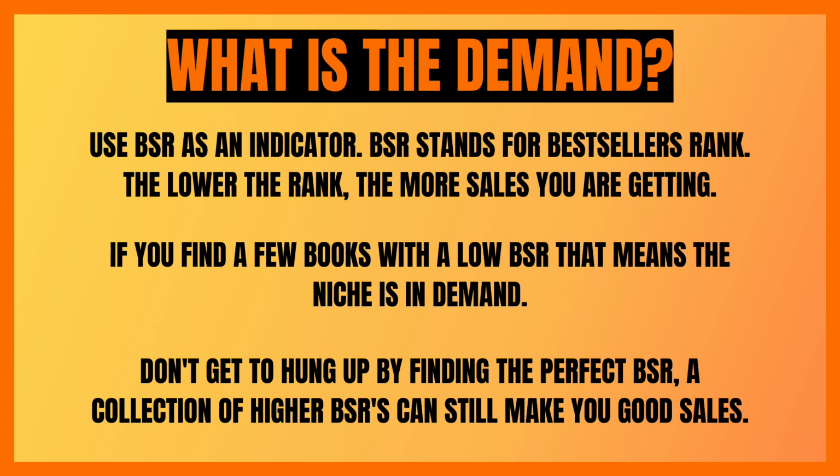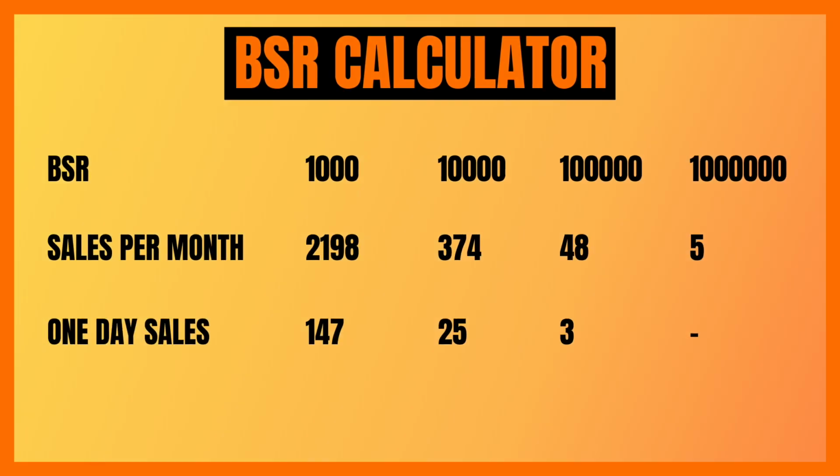And I'm going to show you an example using the BSR calculator. So a BSR of 1000 makes 2,198 sales per month. Then a BSR of 10,000 makes 374 sales per month. Then a BSR of 100,000 makes 48 sales per month. And then a BSR of 1,000,000 makes 5 sales per month. So even selling 5 books per month with a $2 royalty makes $10. And then if you have 10 of these books, then you're making $100 each month. So that's what I mean by just having a collection of higher selling BSR books can still make you good sales.